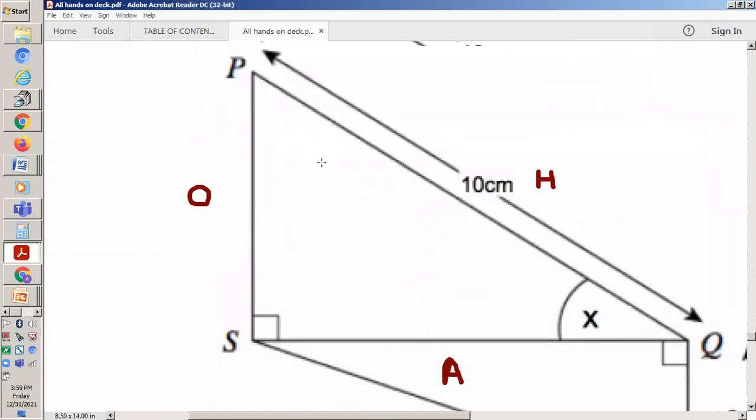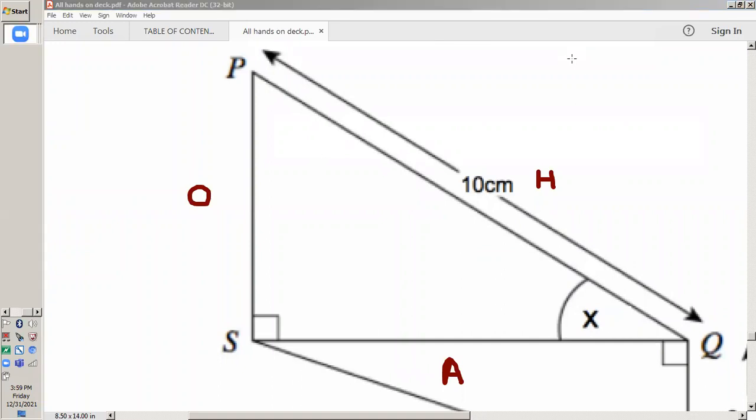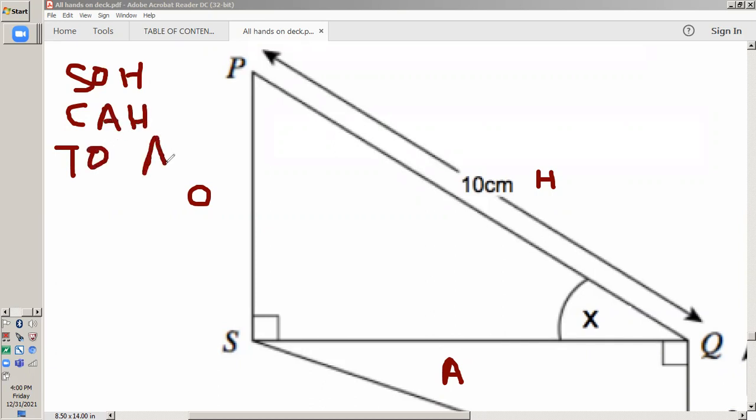We need to determine which trig ratio we're going to use to find X. We're going to use the SOHCAHTOA acronym. Because we want to find an angle, we need two sides. Do we have A? Yes, we've just worked it out. Do we have H? Yes, it's 10. Which of these formulas have A and H in it? It's cos. So we're going to use cos.